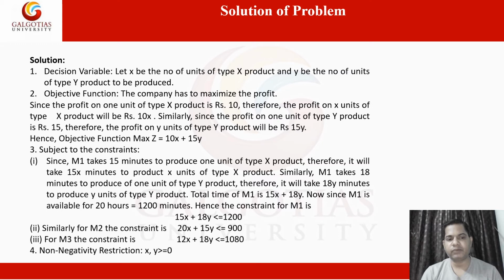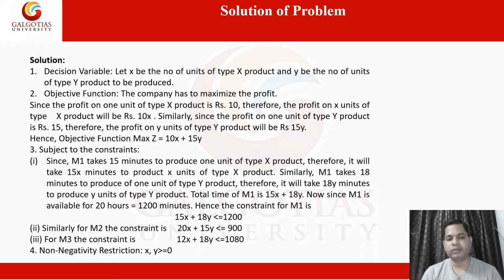Now machine M1 is available for 20 hours, 20 is the maximum hours, and the above timings were given in minutes. This time is given in hours, so we have to convert the 20 hours into minutes. So 20 hours is equal to 20 into 60, which is equal to 1200 minutes. So the constraint for M1 is 15x plus 18y less than or equal to 1200.